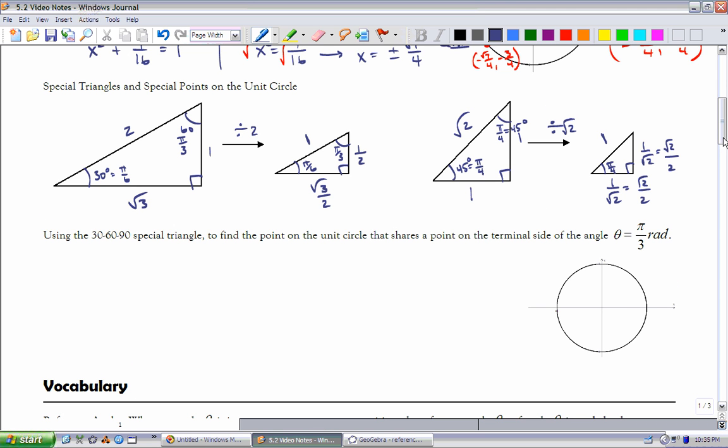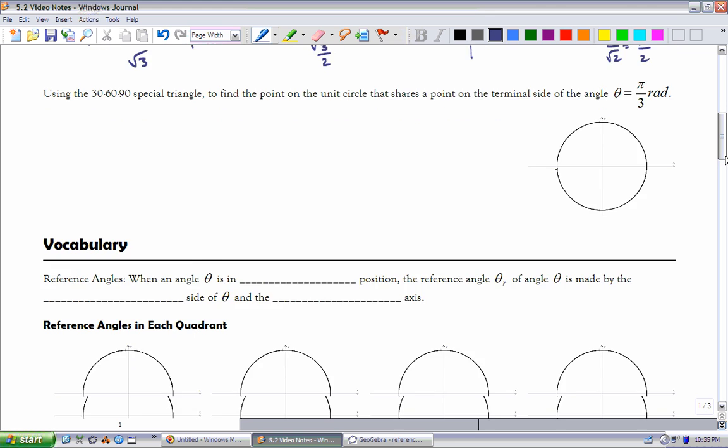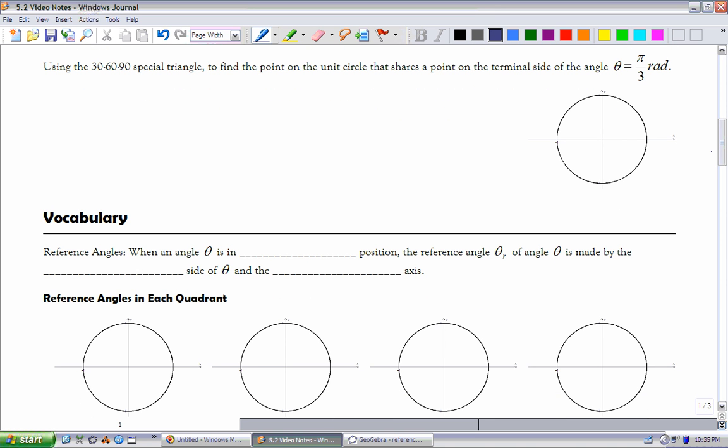Now we use these special right triangles here to help us find points, and they're relatively easy to find. So let's take a look at this. Using a 30, 60, 90 special right triangle, find the point on the unit circle that shares a point on the terminal side of the angle of pi over 3 radians.